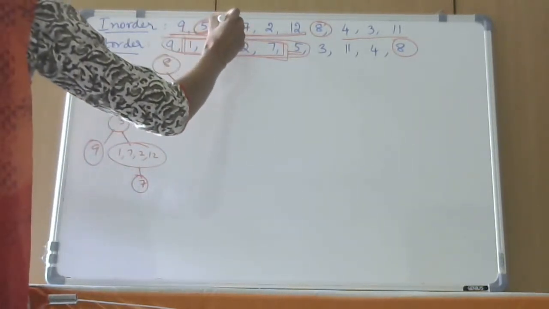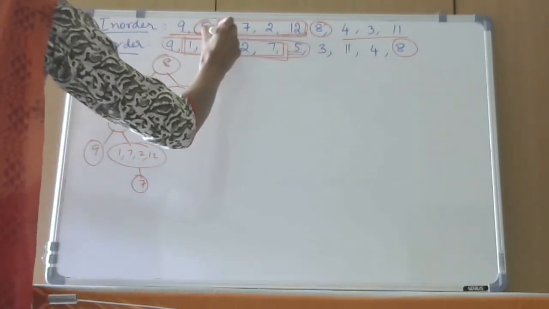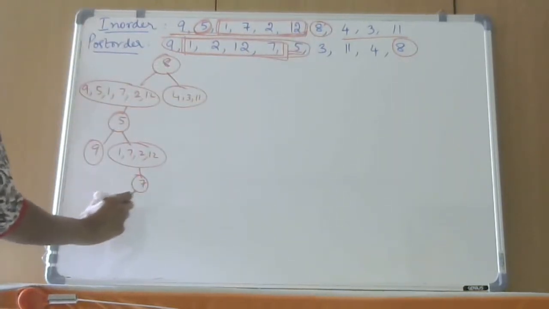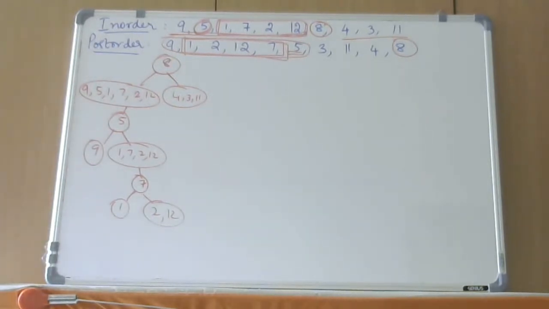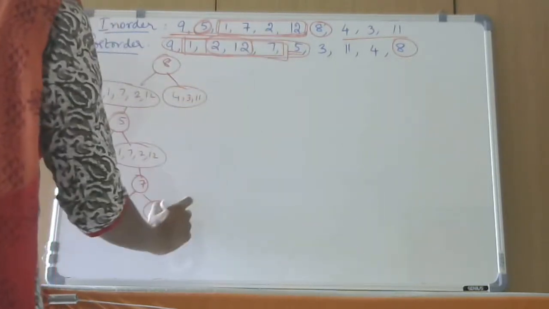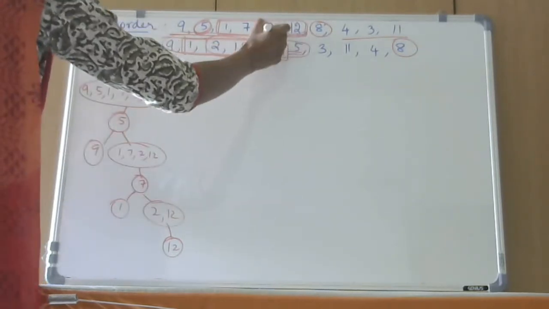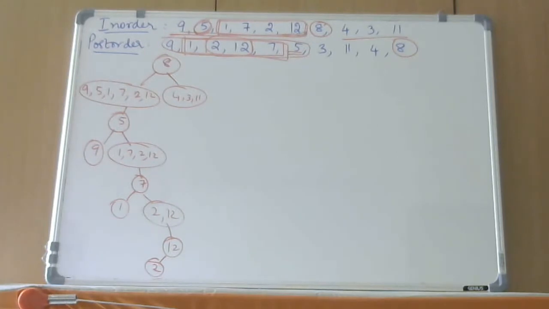Again, go to in order. Look at these 4 elements. Left of 7 is 1, right of 7 is 2 and 12. So if I look at 2 and 12 now, I will look at only these. 2 and 12, 12 is last. So 12 will be the root. To the left of 12 is 2. So 2 will come here. So that's how you do it.